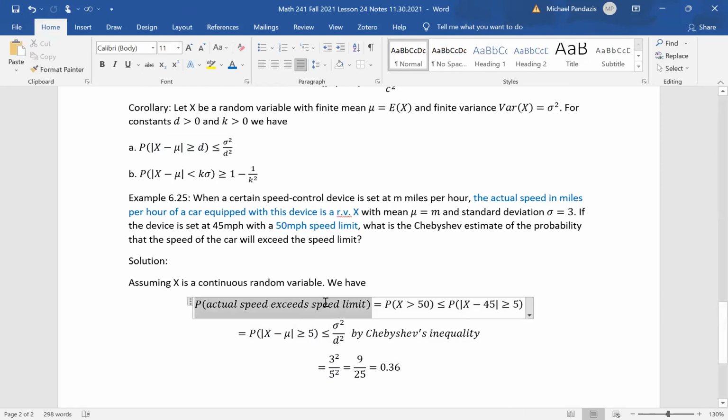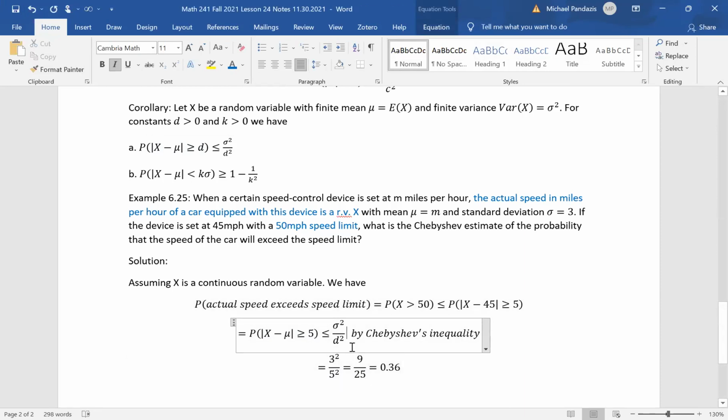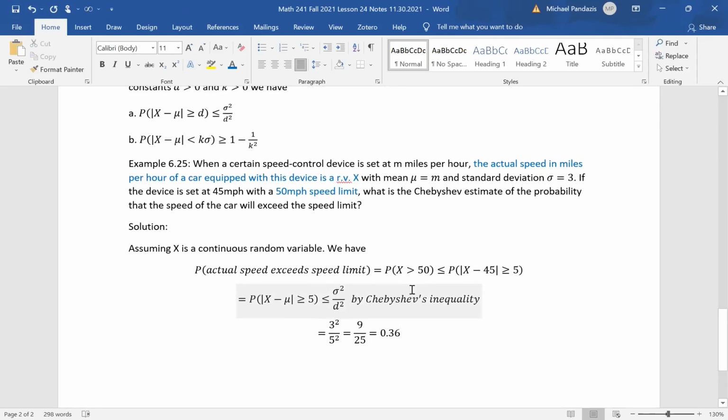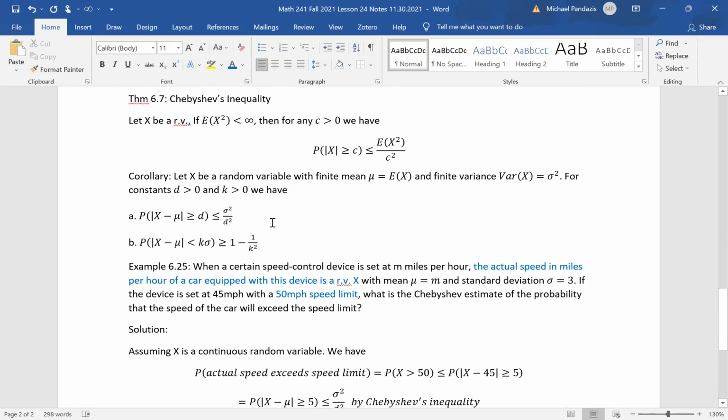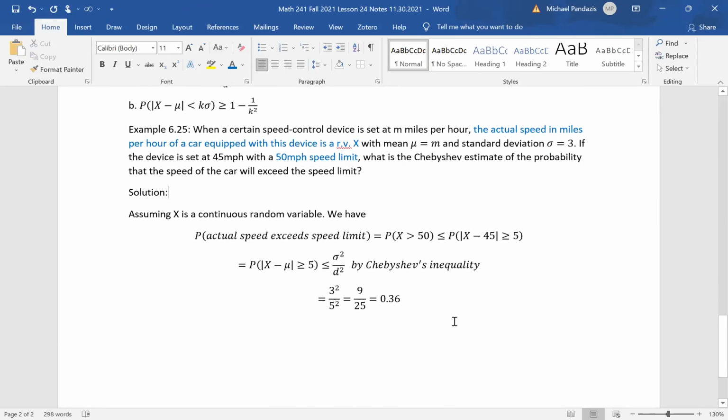Okay, so the probability that the actual speed exceeds the speed limit is at most 0.36. You have a less than or equal here and a less than or equal here. So together you have that the original probability is less than or equal to 0.36. And that's an estimate for that probability. We know it's at most 0.36. Okay, any questions about that? Okay, so this is an example of using Chebyshev's inequality to estimate a probability.